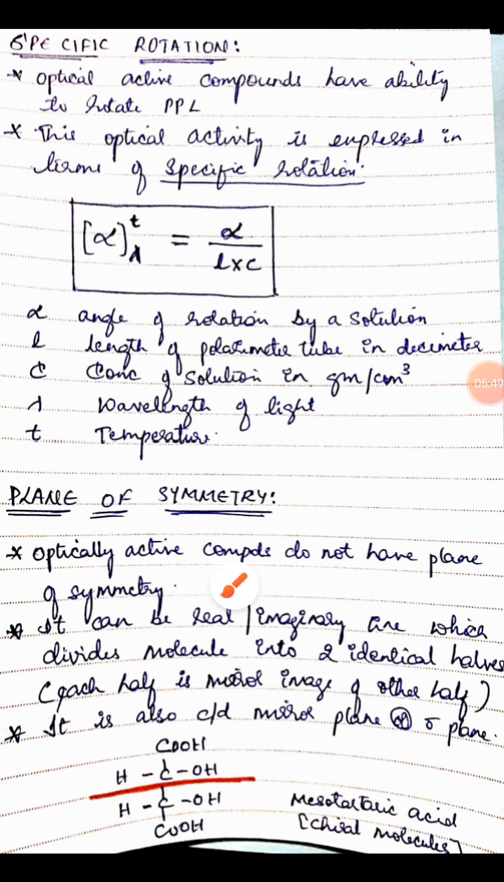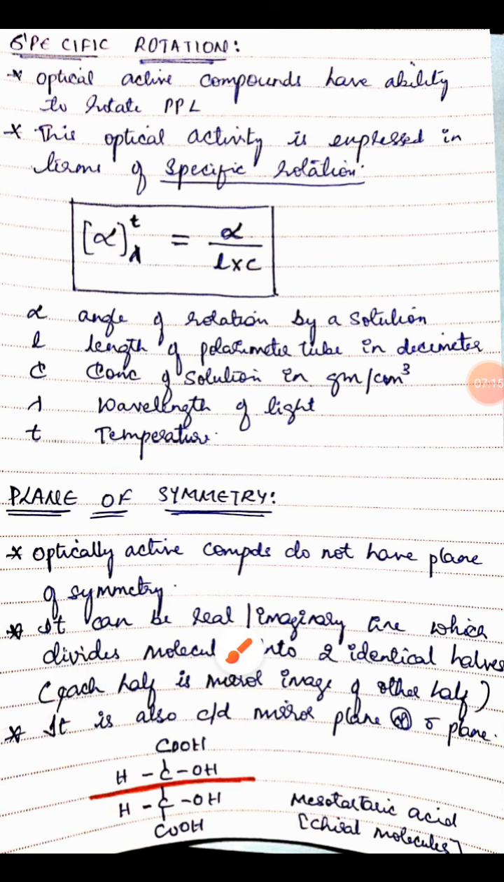What is meant by plane of symmetry? I said optically active compounds should not have a plane of symmetry. If you see this compound, Meso Tartaric Acid, you can see one red line. This is a real or imaginary line which divides the molecule into two identical halves. These two identical halves are mirror images of each other. This is known as the plane of symmetry.